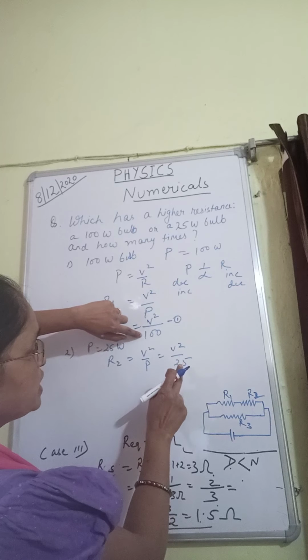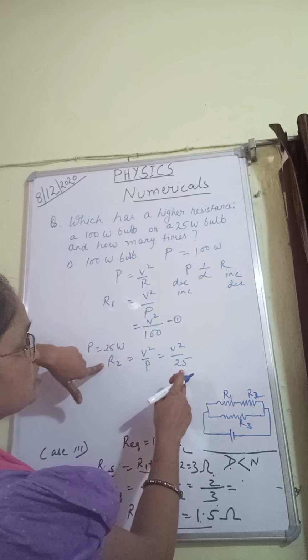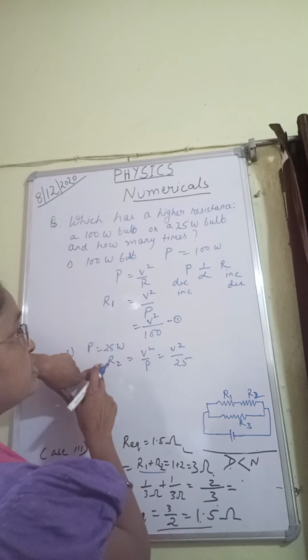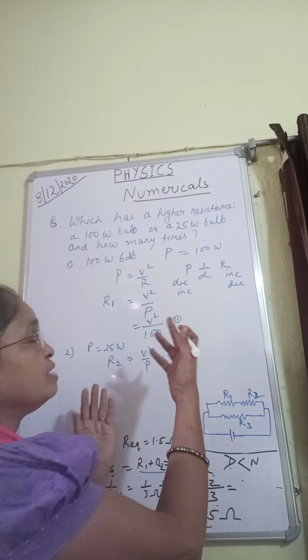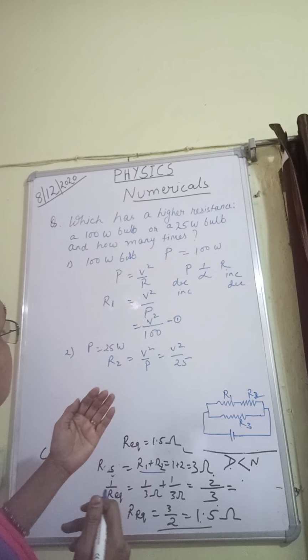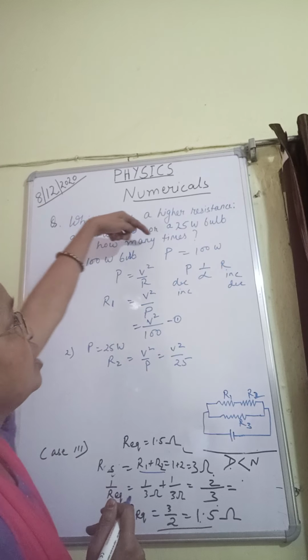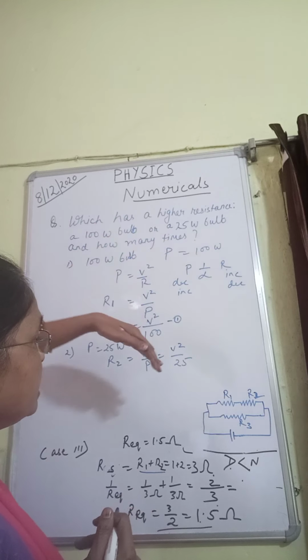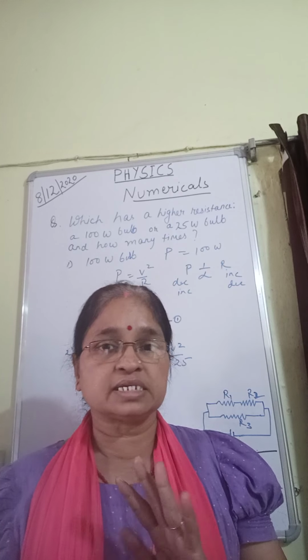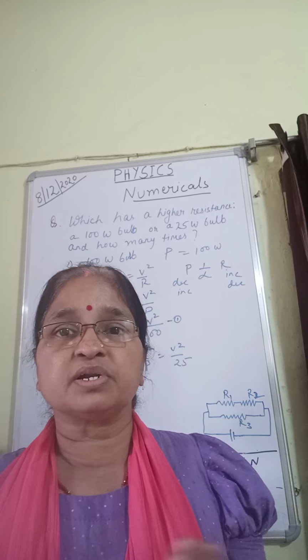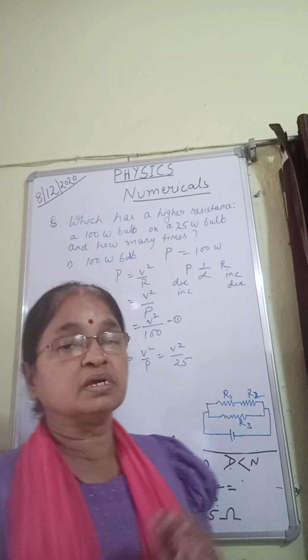So for the 25 watt bulb the resistance will be more, because it is inversely proportional. Here I am showing you also. The last question is: how many times? So find out the ratio, because whenever we are finding out greater than or less than or number of times, we are finding out the ratio.